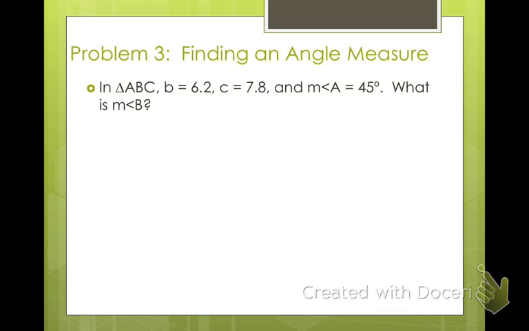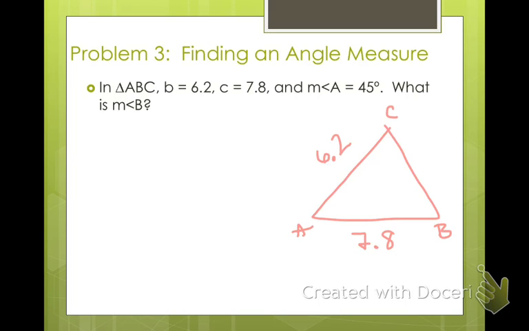So we know that we have a triangle with sides A, B, and C, with angles A, B, and C, I'm sorry. We know side B is across from angle B, and that's 6.2. We know that side C is across from angle C, and that's 7.8. We know that the measure of angle A is 45 degrees. So we want to know what is this angle.